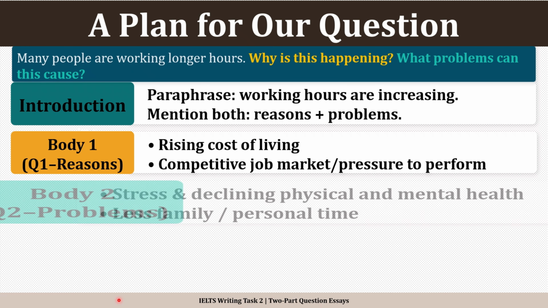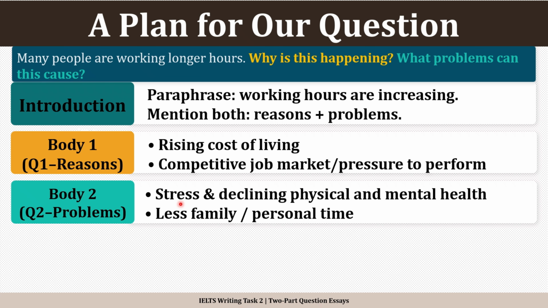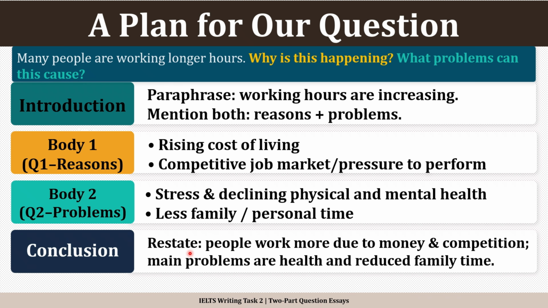For body paragraph 2, we will discuss two main problems: higher levels of stress and declining physical and mental health, and less time for family life and personal activities. Finally, in the conclusion, we'll briefly restate that people work longer mainly because of financial pressure and workplace competition, and that the main consequences are health problems and reduced family time. And that's all your conclusion needs to do. Briefly summarize your answers to both questions and bring the essay to a clear finish.